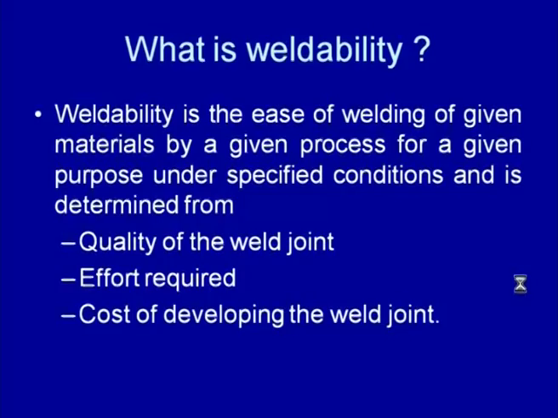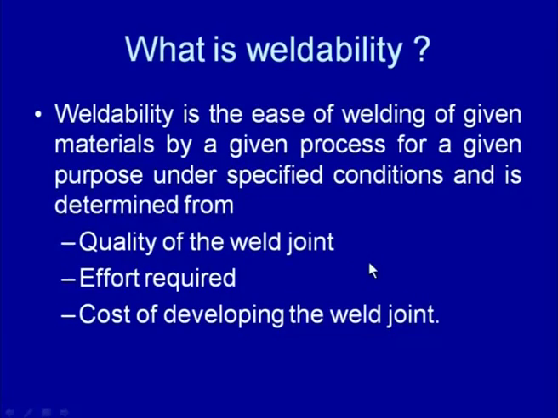In the beginning we will be talking about the general aspects related with weldability, and then we will go into the details of each individual aspect related with the weldability of steel. The weldability, as I said, is the ease of welding of a given material by a given process for a given purpose. So, there are three important keywords: the welding is done by a given process, for a given purpose, and then under the specified welding conditions.